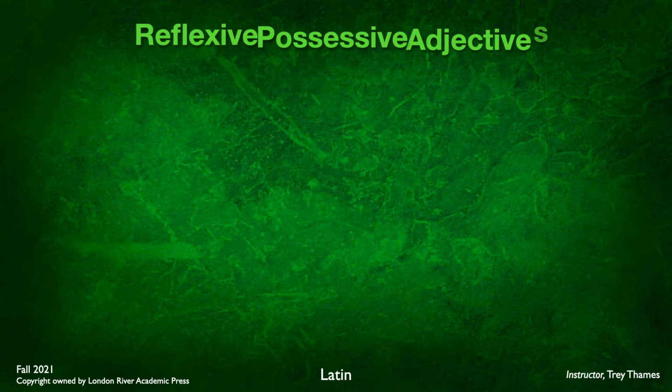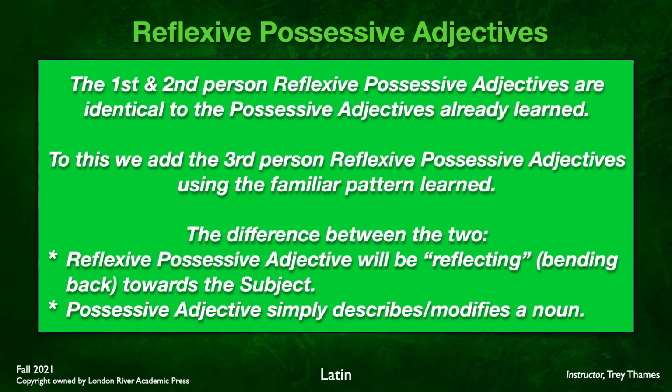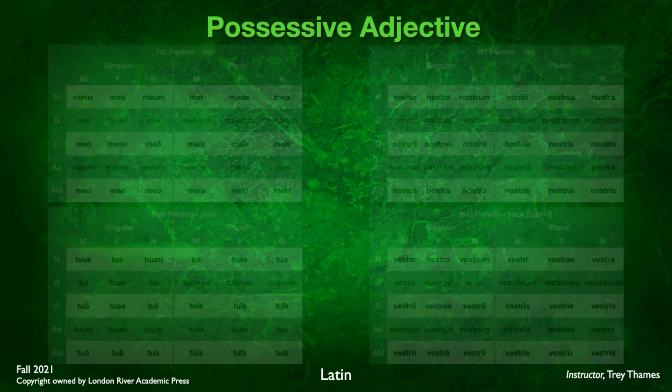So if you remember, the first and second person reflexive possessive adjectives are identical to the possessive adjectives already learned. To this, we're going to add the third person reflexive possessive adjectives using the familiar pattern that we have already learned. The difference between these two: reflexive possessive adjectives will be reflecting or bending back towards the subject. Possessive adjectives simply describe or modify a noun. So let's take a look at the forms here.